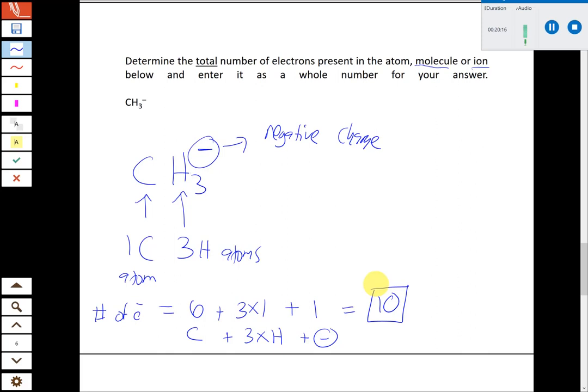All right, so a lot of people here put 8, which would be the number if you subtracted 1 here. But because it's a negative charge, we have to add 1 extra electron. And so the total will be 10.